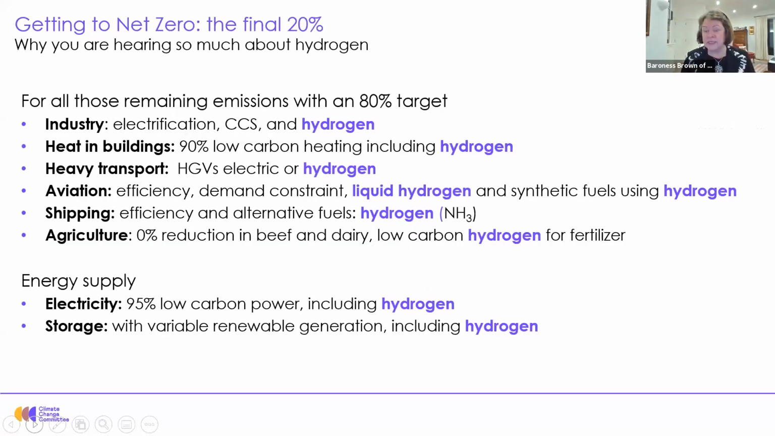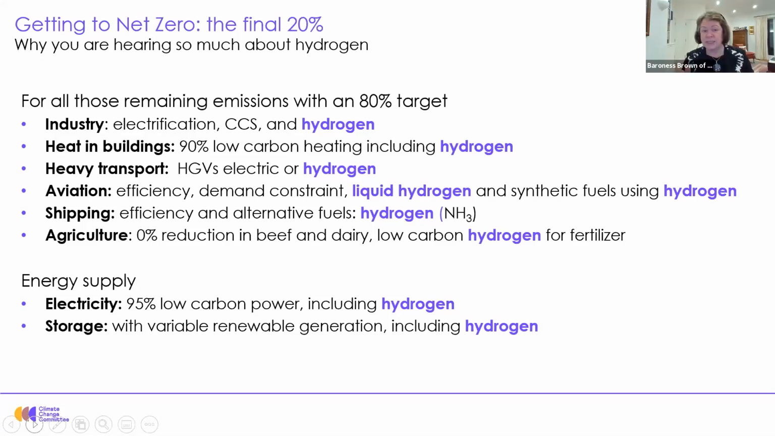And one of the reasons why you're hearing so much about hydrogen at the moment is because when you've got to take that last 20% of emissions out, suddenly hydrogen becomes something you want to think of. You have electrification, carbon capture and storage, and then you can replace gas with hydrogen to create, for example, high-grade heat. In buildings, we may be able to use hydrogen for heating some buildings. In really heavy vehicles traveling long distances, we may be able to use fuel cells and hydrogen. In aviation, they're looking at running gas turbines on hydrogen and also making synthetic fuels using low carbon hydrogen. In shipping, they're looking at replacing diesel with ammonia, obviously produced with hydrogen. Obviously in agriculture, we want to use low carbon hydrogen in our fertilizers.